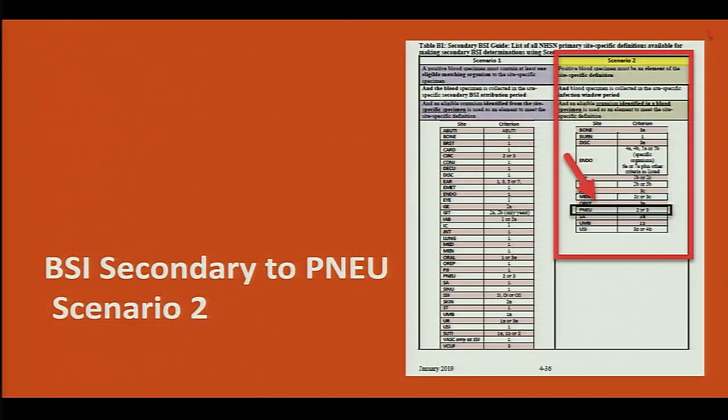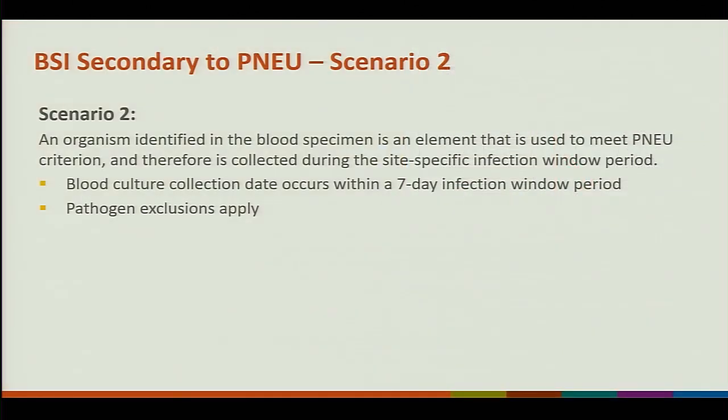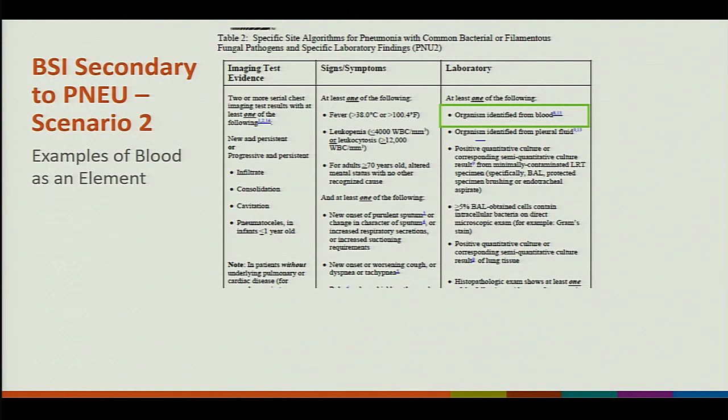Okay, now let's go to scenario 2. We do have the ability to use blood as an element when we're meeting pneumonia 2 and 3. So let's run through a couple scenarios there. Blood collection must be, when you're using it as an element, of course it has to be in the 7-day infection window period, and you're still going to be applying your pathogen exclusions.